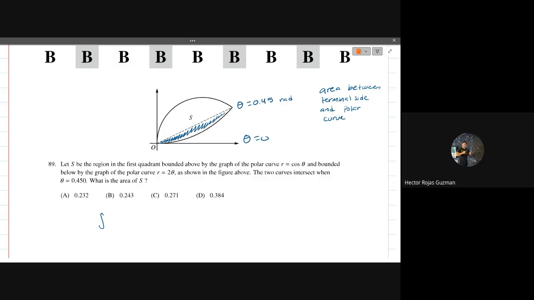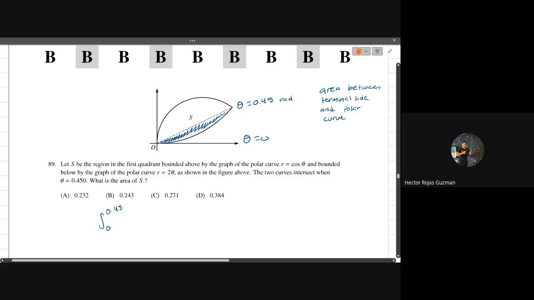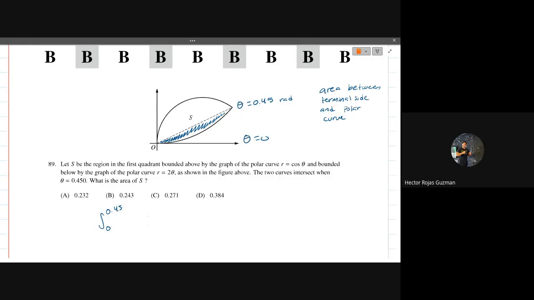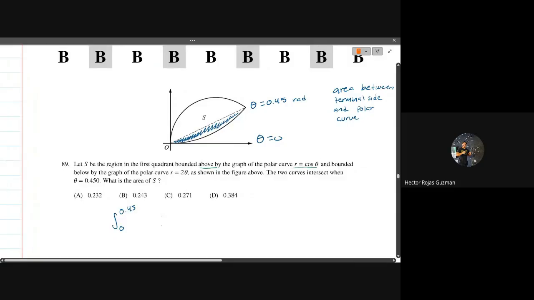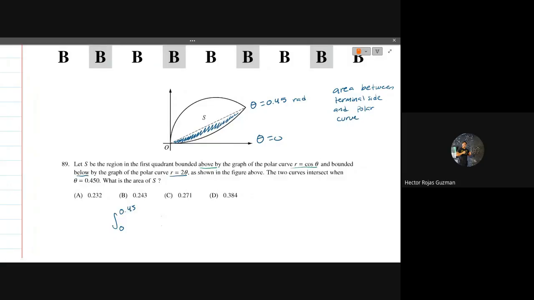So to find the area shaded in blue, we're going to do the integral from 0 to 0.45 of the polar curve. So the region is bounded above by the graph of r equals cosine of theta, and it's bounded below by the graph of 2 theta. So that's what we're doing, the integral of 2 theta d theta plus.